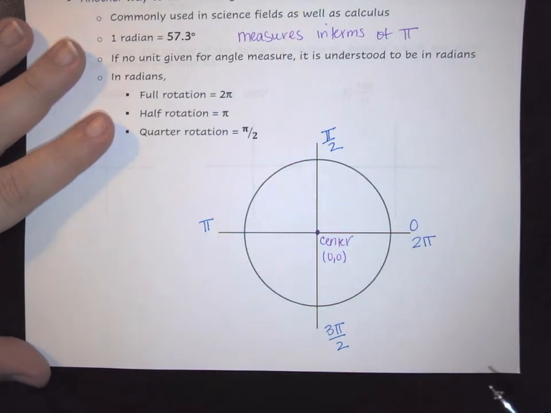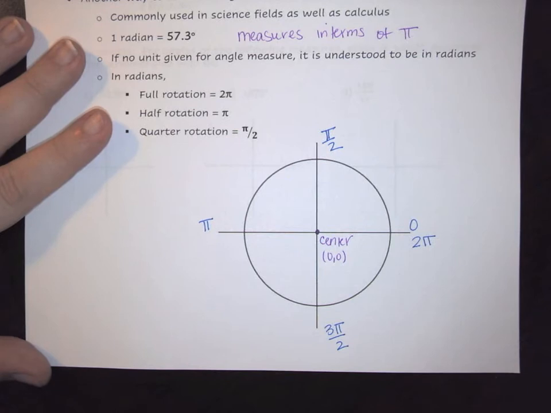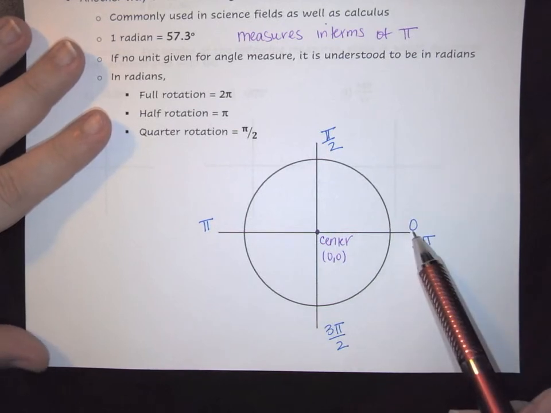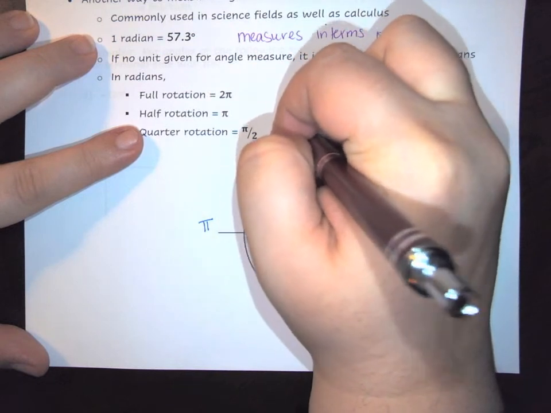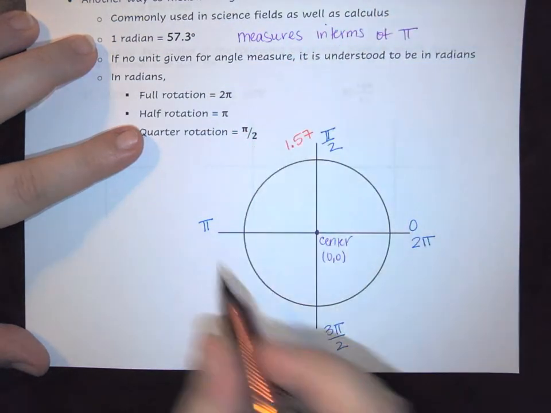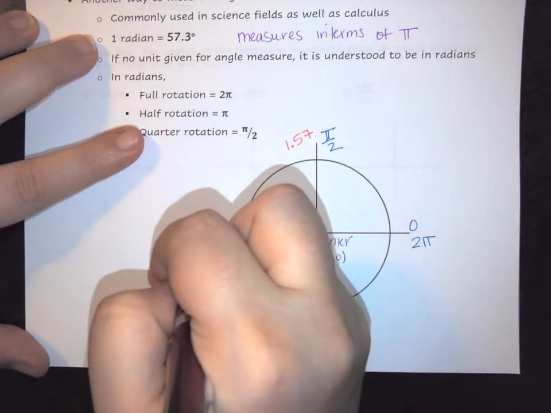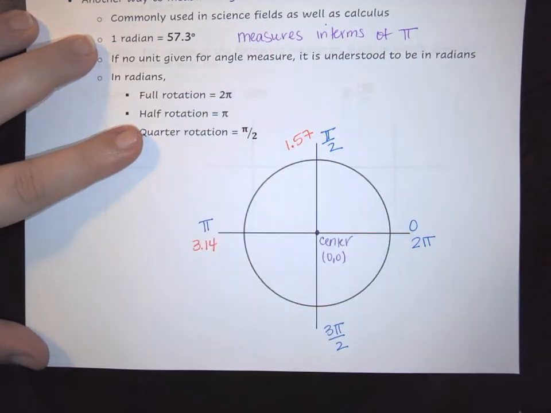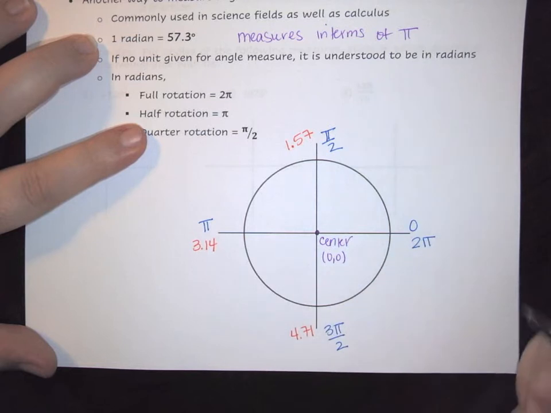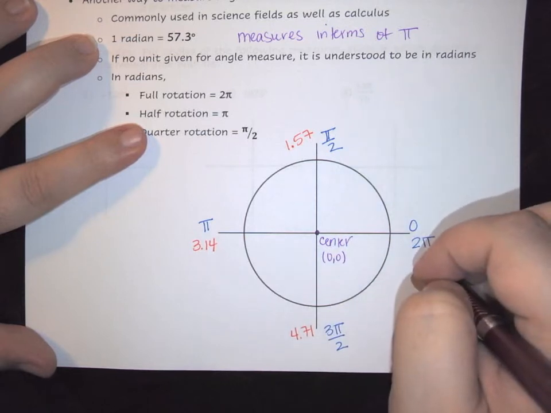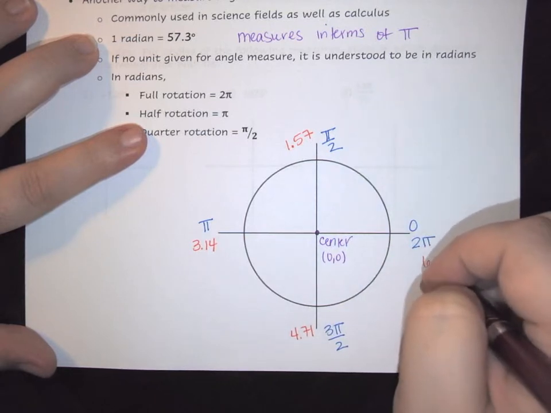Now the other way that we can look at radians is your decimals. So you would still start at 0, but then 90 degrees is going to be the decimal measure 1.57. Pi is the same as 3.14. 3 pi over 2 is going to be 4.71. And 2 pi is going to be the same as 6.28.